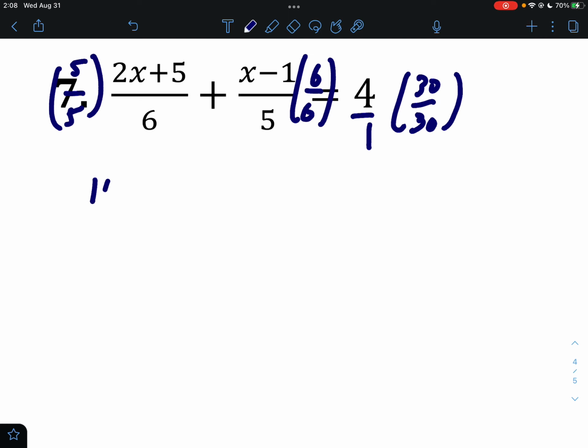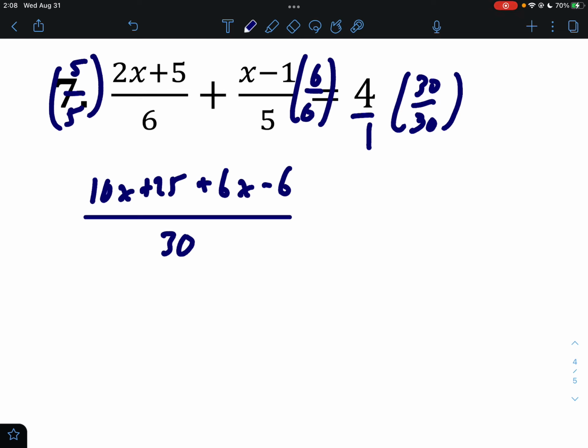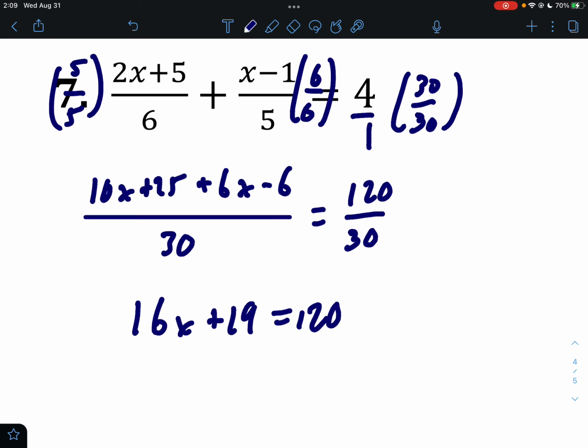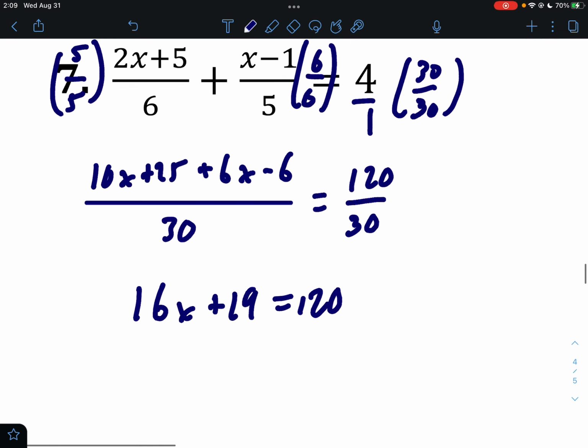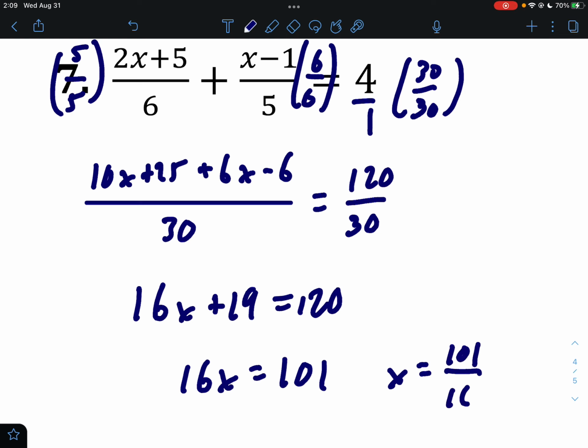and we would get 10x plus 25 plus 6x minus 6 all over 30 equals 120 over 30. All right, then our next step is going to be to multiply both sides by 30, so we're left with just the numerators. Simplifying would give you 16x plus 19 equals 120. Subtract 19 and divide, we get our answer of 101 over 16.